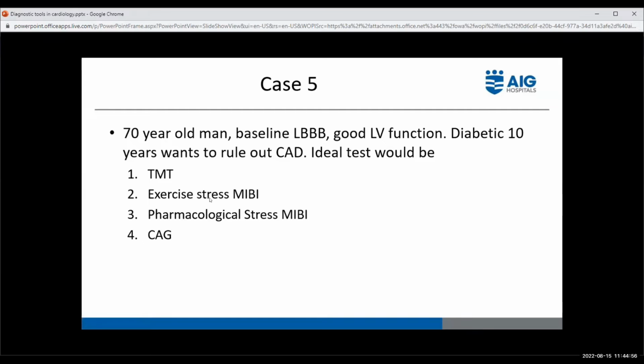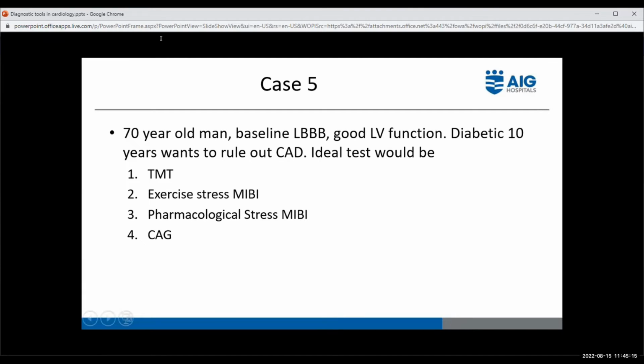In case 5, there is a 70-year-old man with baseline LBBB with good LV function, diabetic for over 10 years, so we want to rule out CAD. The ideal test would be TMT, exercise test maybe, pharmacological test maybe, or CAG.